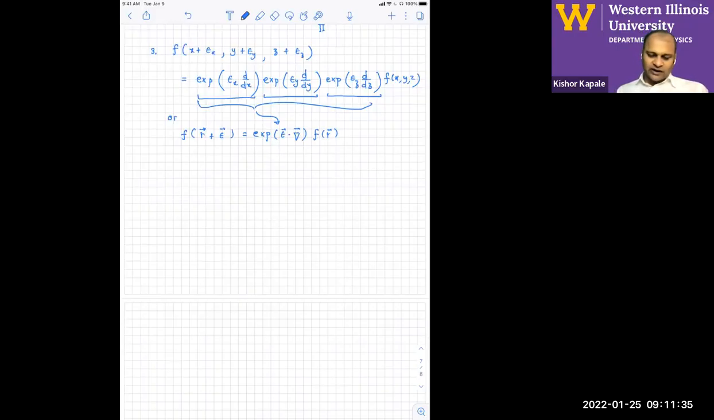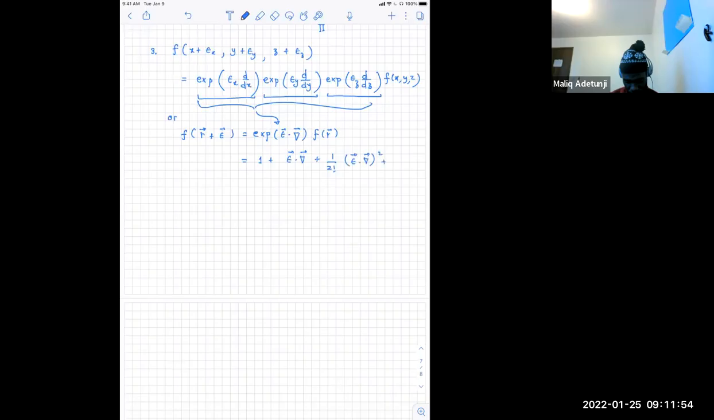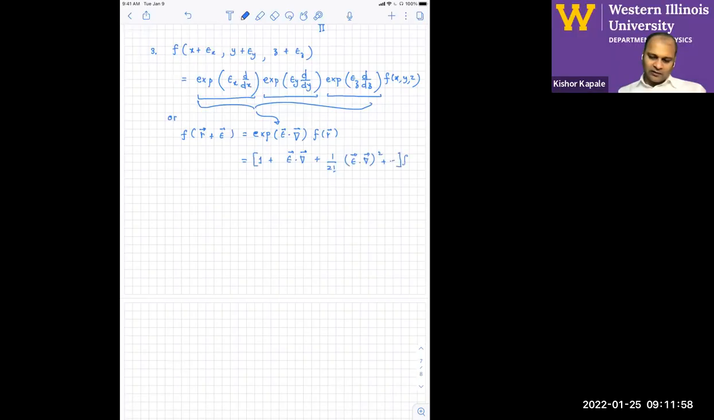Now you just use the gradient operator to be able to do that. And then you can expand. Once you have that exponential form, you can always expand it. You can see that the first term is going to be epsilon times the gradient. The second term is going to be epsilon dotted with the gradient operator squared, and so on, applied to f of r. Everybody with me so far? Does that make sense?